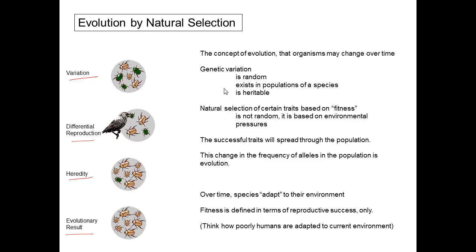A couple of points: genetic variation, mutations, and other things are random. We don't genetically vary towards a particular end. However, natural selection is the result of an environmental pressure, and so that is directed. Therefore, certain traits become more dominant in a population, and the genes that are responsible for those traits become present in increased amounts over time.